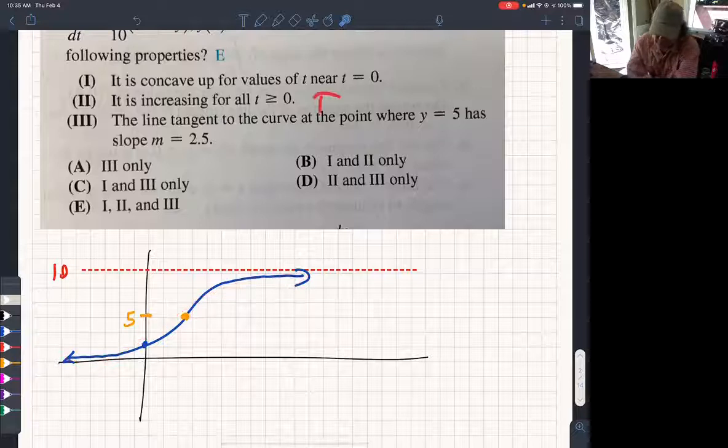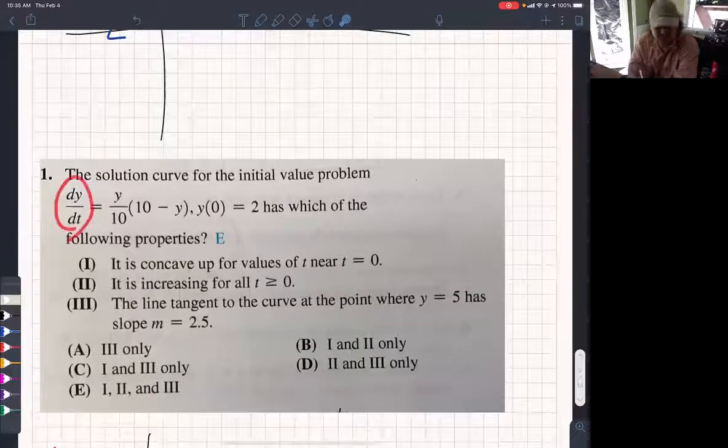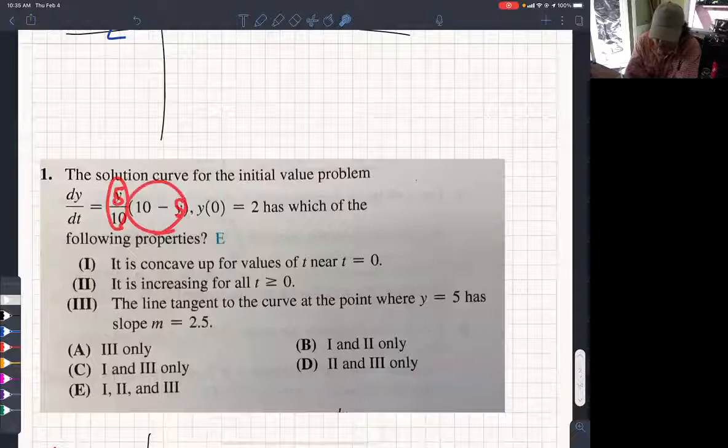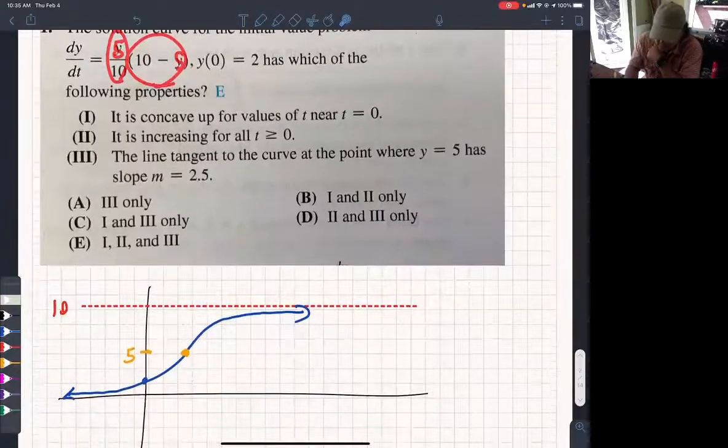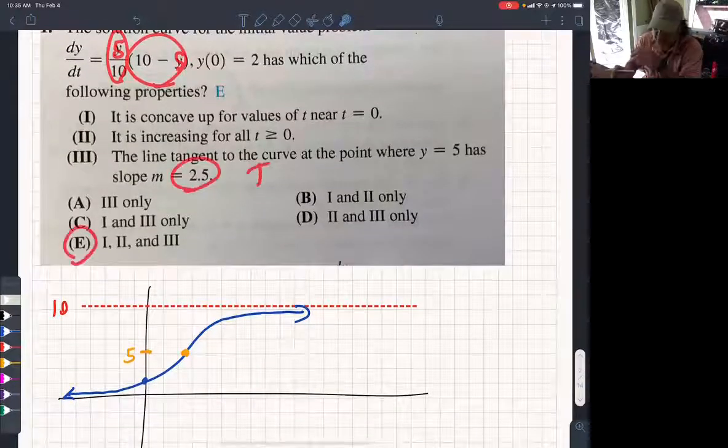So that's true. And then the line tangent to the curve where y equals 5, what's the slope there? What tells us the slope? The derivative. Well, this is the derivative, plug in 5. 1/2 of 5 is 2.5. So that's true. So the answer is E.